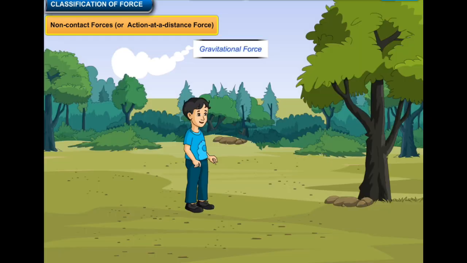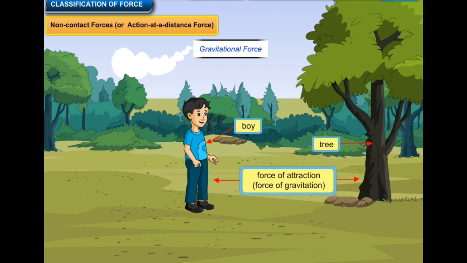Gravitational force. Every object in this universe attracts every other object with a certain force. Boy, tree, force of attraction, force of gravitation.